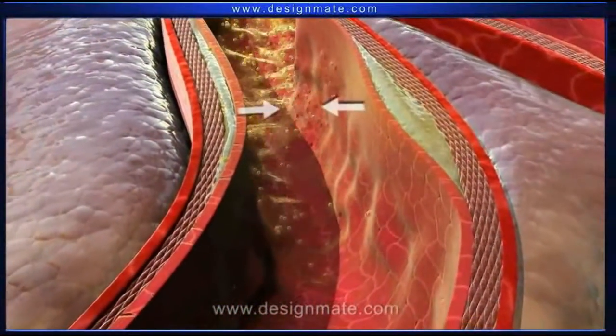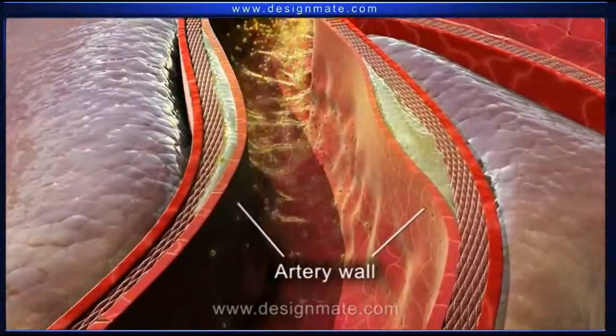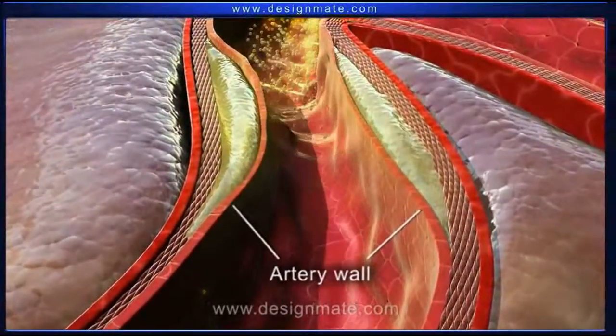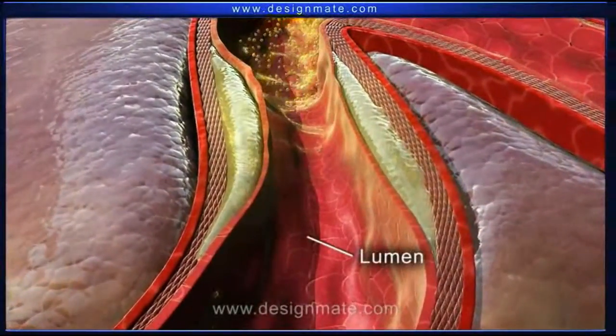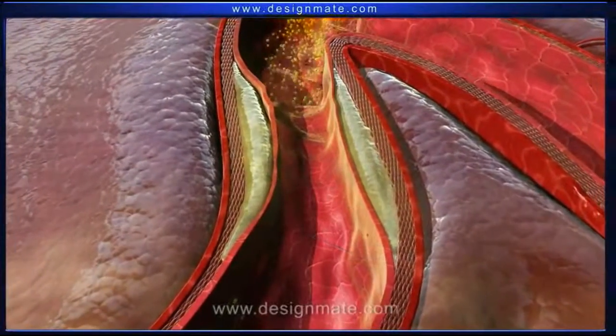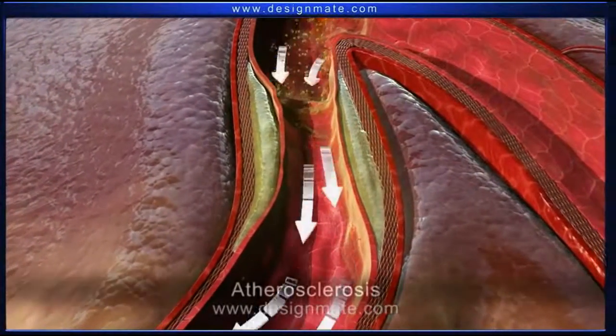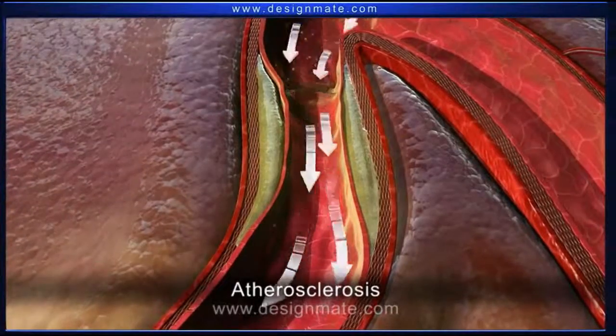As the plaque grows, it spreads along the artery wall, forming a swelling which protrudes into the lumen, resulting in reduced blood flow. This is called atherosclerosis.